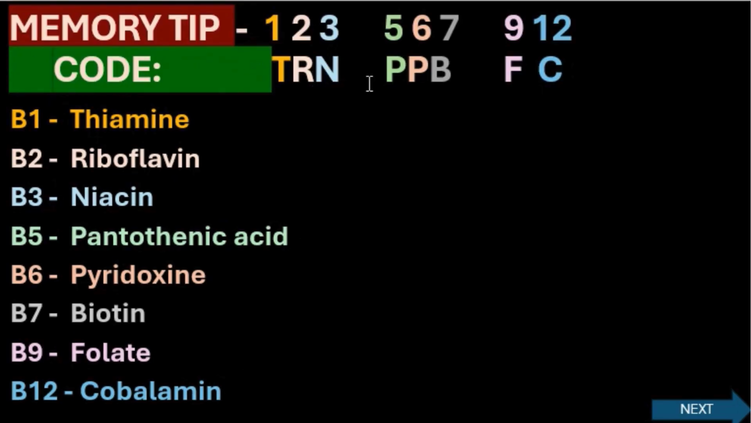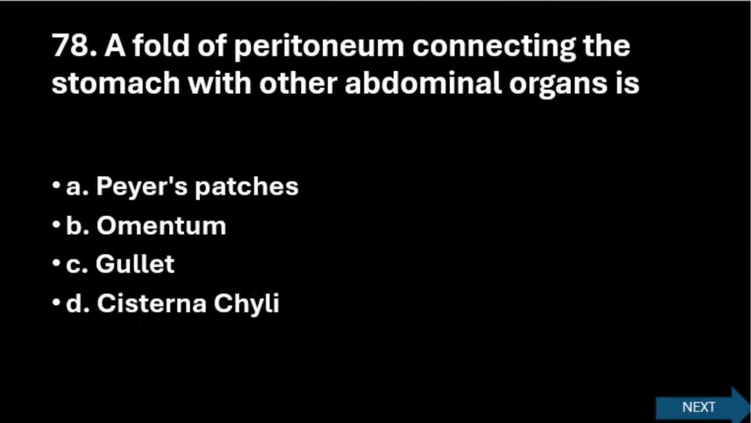We have to remember this through the first letters only. That is the only way to remember. 1, 2, 3, 5, 6, 7, 9, 12. These all are the vitamin numbers. And TRN, that is the first letters from thiamine, riboflavin, niacin. Then PPB, pantothenic acid, pyridoxine, biotin, that is 5, 6, 7. And B9 and B12 are folate and cobalamin, that is FC.